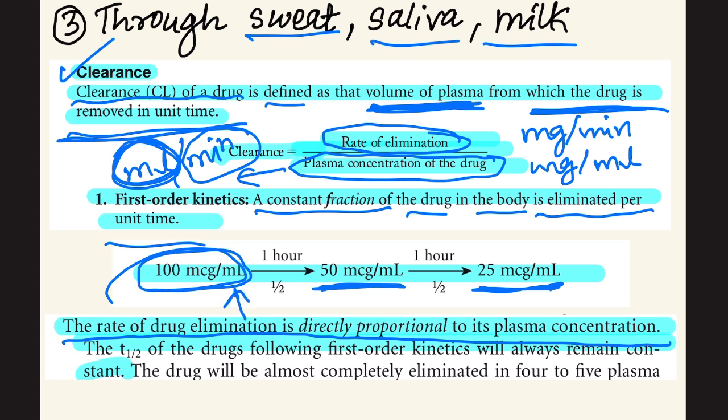Suppose it was 200 microgram per ml, then it would convert into 100 microgram per ml. It means 100 microgram is being eliminated, that is, cleared out. So here the rate of drug elimination is directly proportional to the plasma concentration, whereas it is just the opposite in the case of zero order kinetics. The time which it takes for the concentration of the drug to become half is called the plasma half-life.